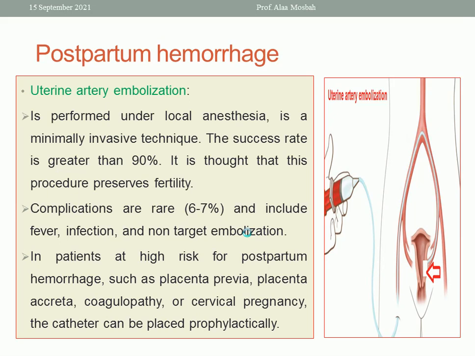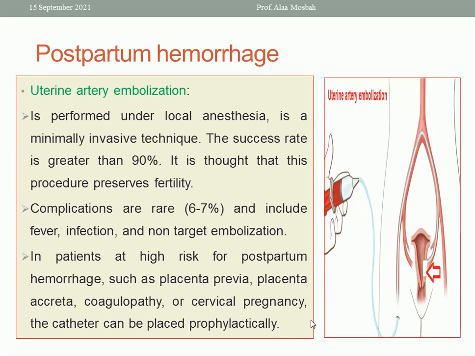If the previous methods failed, we can do uterine artery embolization, as you see here, through a catheter through the femoral artery, reaching the uterine artery and injecting the embolic material. This could be successful, maybe reaching up to 90% or more, but some complications may develop like fever, infection, and non-target embolization, which is dangerous if you inject the material in another vessel reaching other organs.